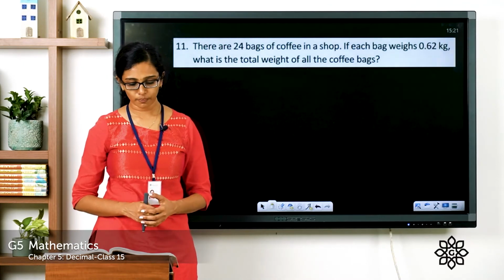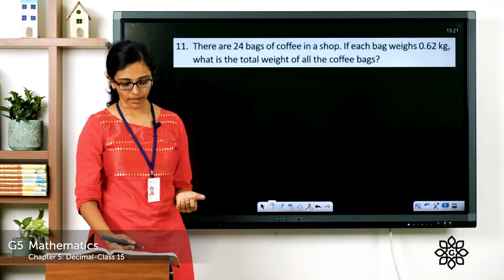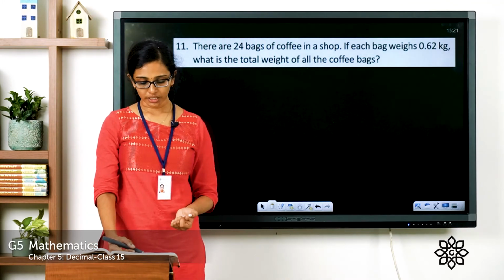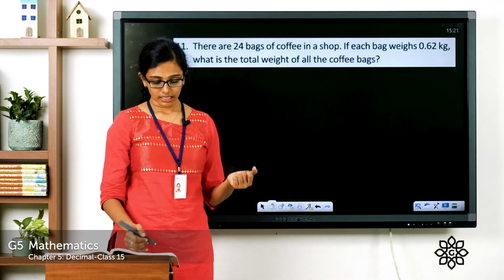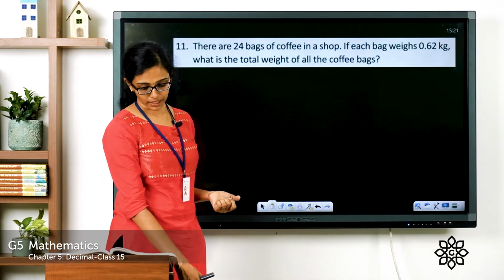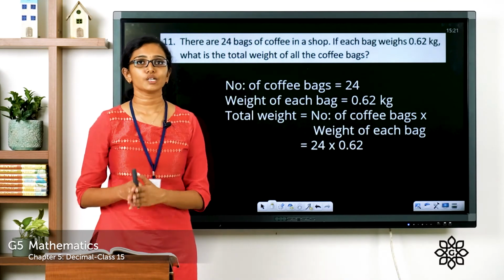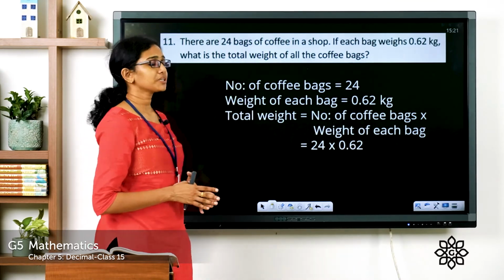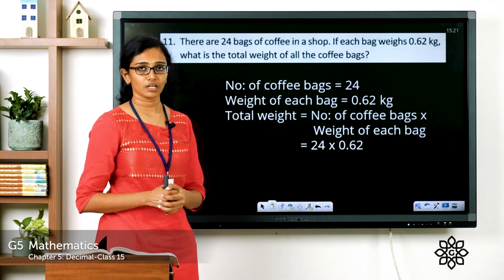There are 24 bags of coffee in a shop. If each bag weighs 0.62 kilogram, what is the total weight of all the coffee bags? What are the things given in the question? There are a total of 24 bags in coffee shop. So the number of coffee bags is equal to 24, and the weight of each bag is equal to 0.62 kilogram.